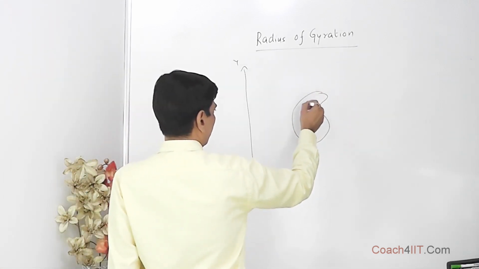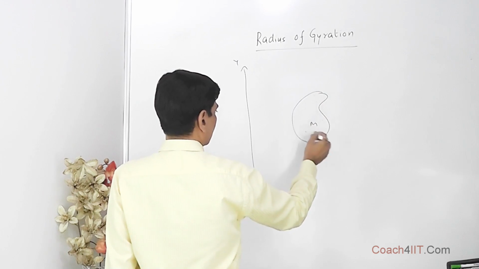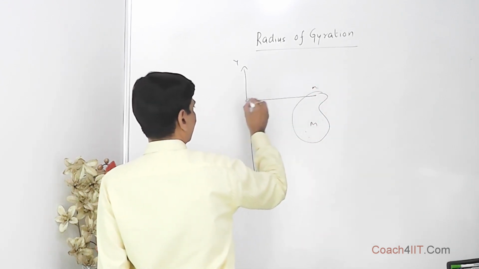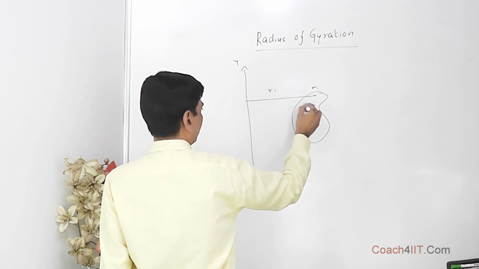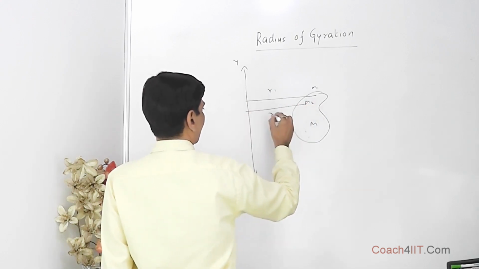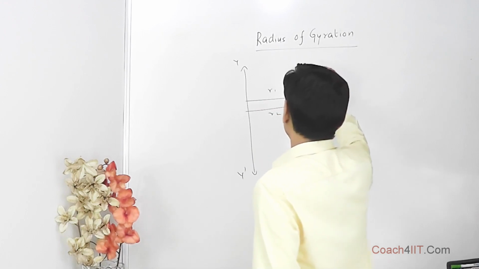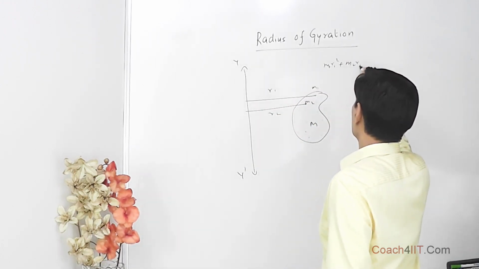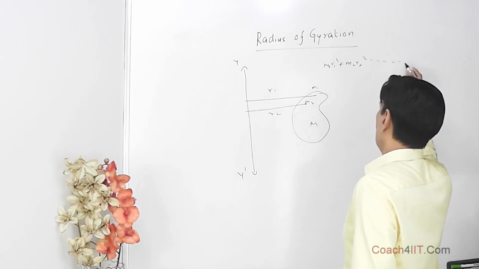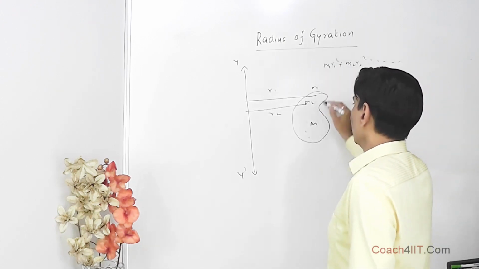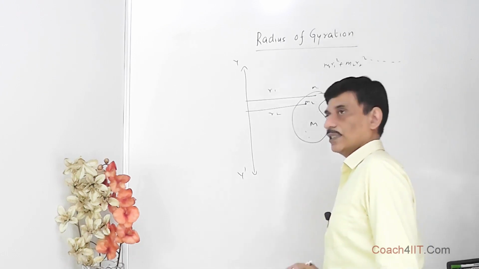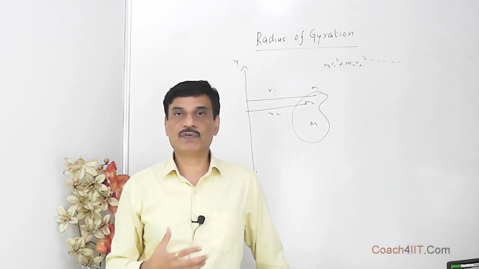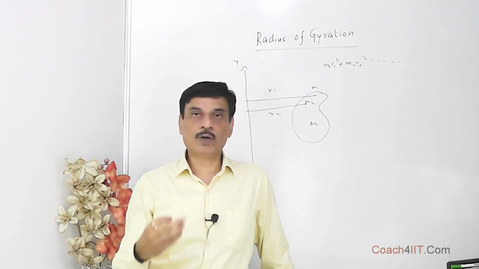How have we found it? We break it into smaller pieces, differential elements of mass. We say this is a particle of mass m1 at a distance r1, this is a particle of mass m2 at distance r2, and then we take the summation of m1 r1 square plus m2 r2 square and so on. When we integrate it, we get the moment of inertia of this body about this axis, right? So this way we find the moment of inertia of a distributed mass system about some axis.